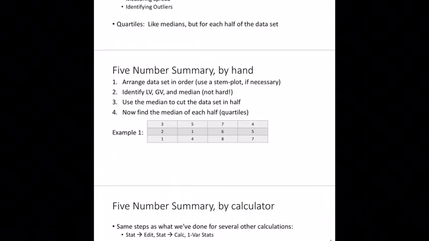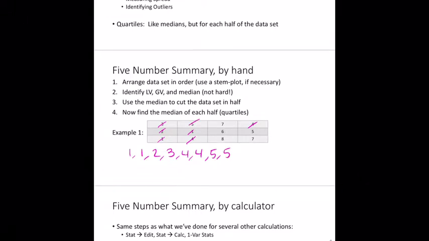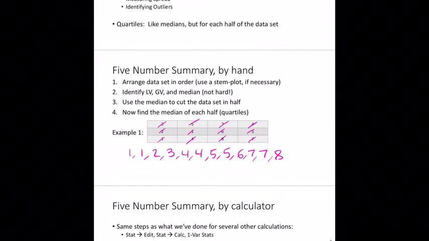So what we're going to do first is just arrange this data in order. So I'm going to look here, I've got a 1, I like to cross these off, so in case I miss a number, I figure it out. 2, 3, there's a 4, there's another 4, there's a couple of 5s, there's a 6, there's a couple of 7s, and there's an 8. So now I have the data in a little bit easier of a way to figure this out.